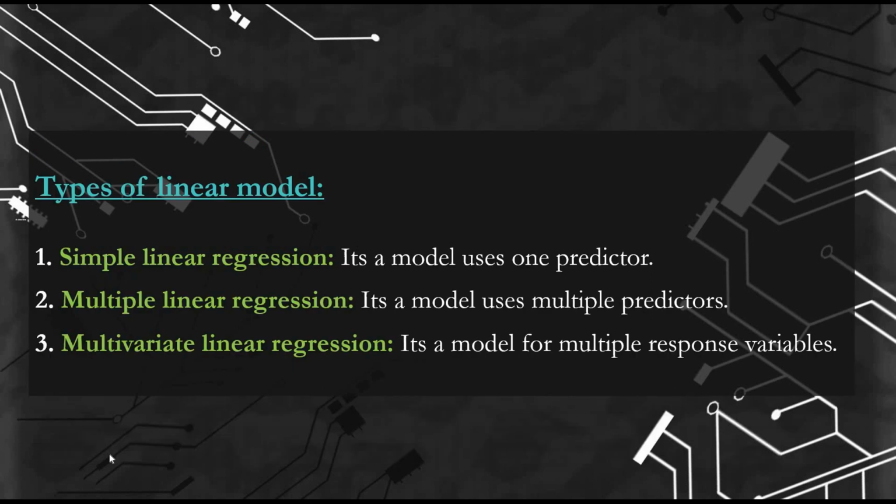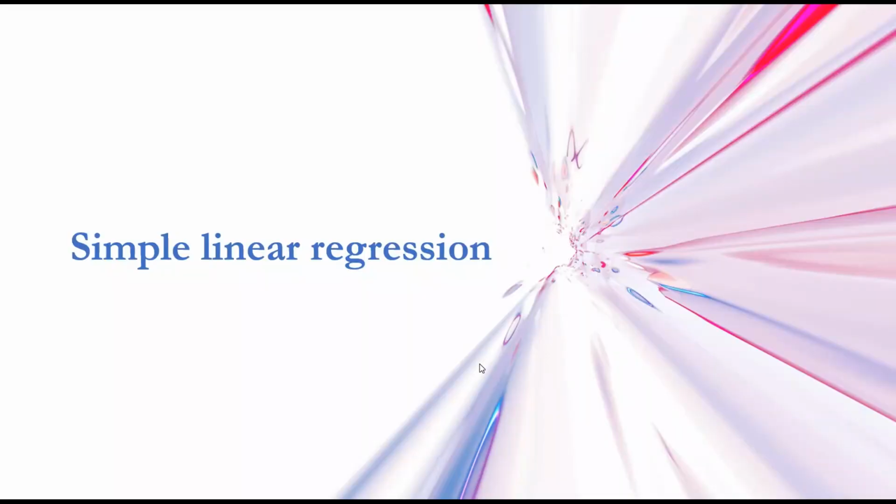We have three types of linear models. Simple linear regression is a model that uses one predictor, so we have one independent variable. Multiple linear regression is a model that uses multiple predictors, so we have more than one independent variable. Multivariate linear regression is a model for multiple response variables, so we have more than one dependent variable. In this video, we'll focus on simple linear regression.